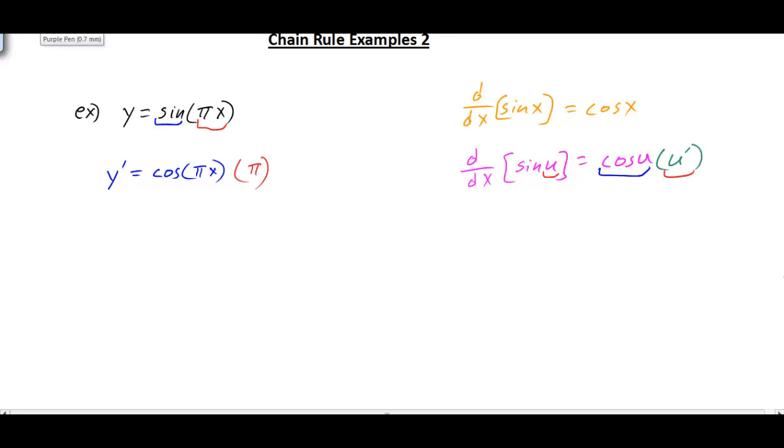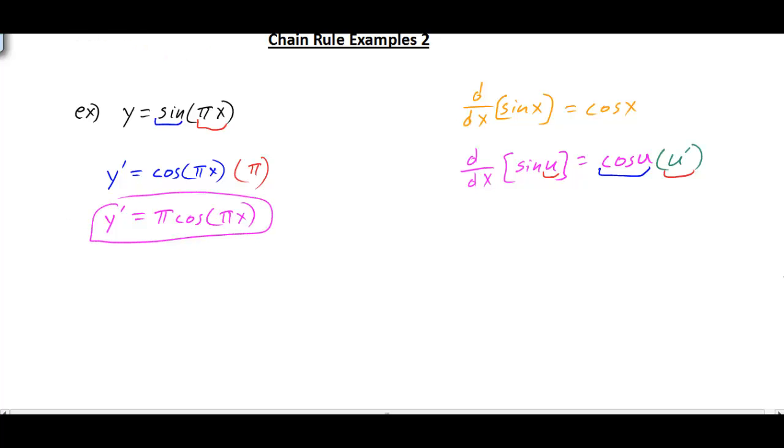And that is the derivative for sine of pi x. And of course we could simplify this and put the pi in front. Usually, again, if you have something multiplied by a trig function, that will go in front of the trig function. So our derivative is pi cosine of pi x.